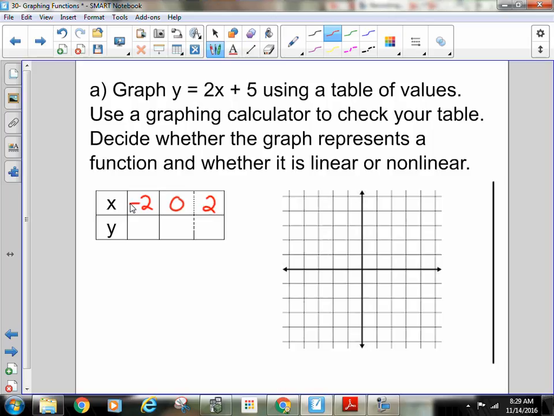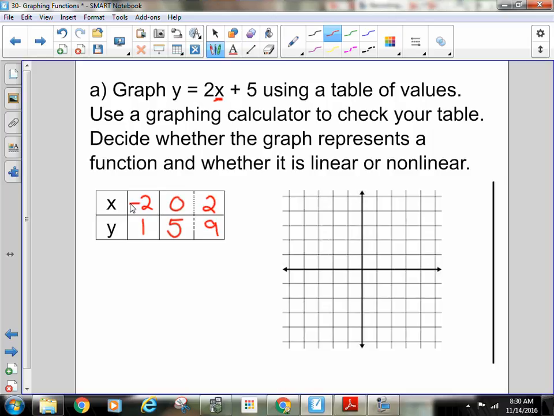So we're just going to plug it into the x. Negative 2 times 2 gives me negative 4, plus 5 gives me 1. If we plug 0 in, 2 times 0 is 0, plus 5 gives me 5, and we plug in 2. 2 times 2 gives me 4, plus 5 gives me 9. So let's go ahead and graph it onto our graph over here.